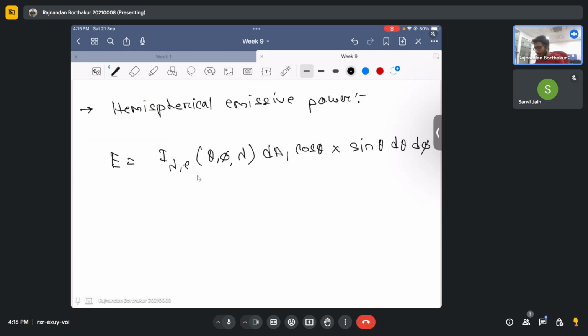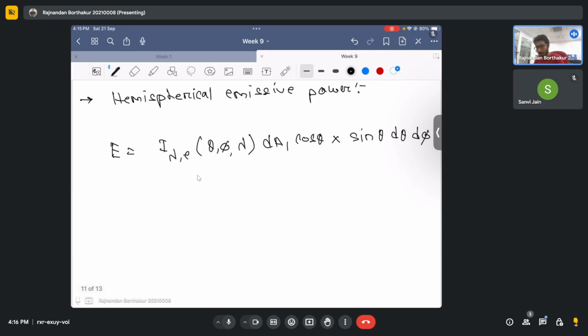Now if we want to calculate the hemispherical emissive power, we need to integrate this equation along the zenith angle and along the azimuthal angle. Your azimuthal angle is phi. Can you tell me from where to where your phi should vary if we want to calculate the hemispherical emissive power?